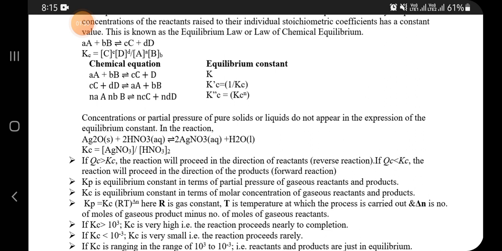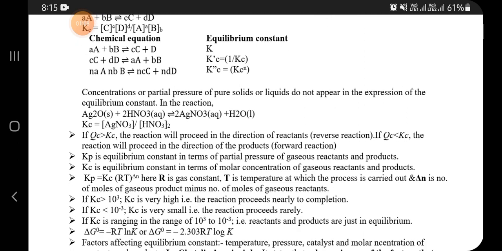In this, concentration or partial pressure of pure solids or liquids do not appear in the expression of the equilibrium constant. And if Qc is greater than Kc, the reaction will proceed in the direction of reactant, that is reverse reaction. And if Kc is greater than Qc, the reaction will proceed in the direction of product, that is forward reaction.